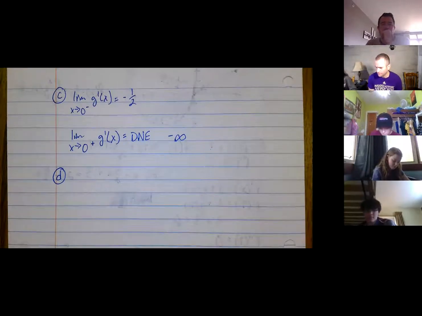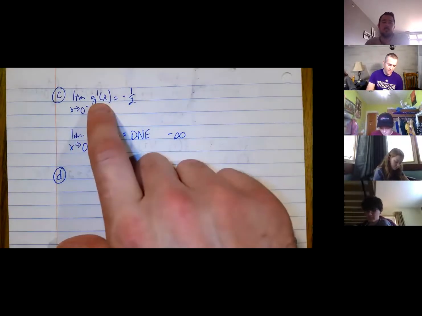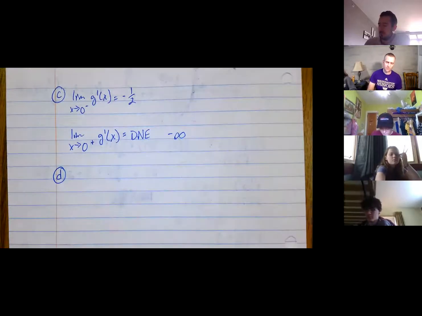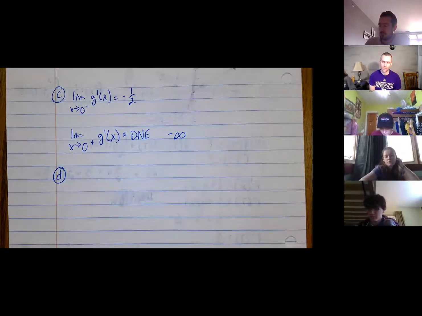So we're just taking the slopes for these. Yeah, it's just saying the limit of g prime. And remember, that graph is just g, so we're just looking at the slopes on the left side and the right side.